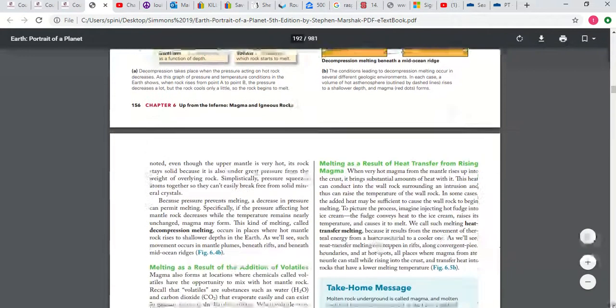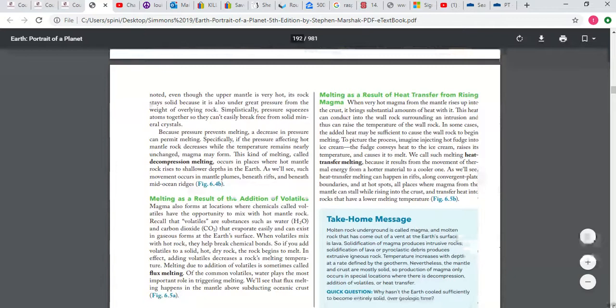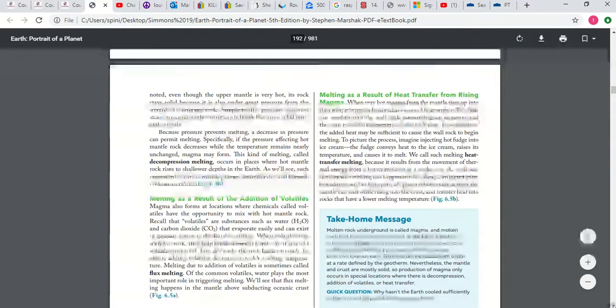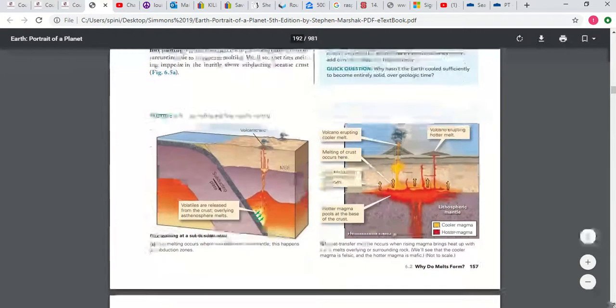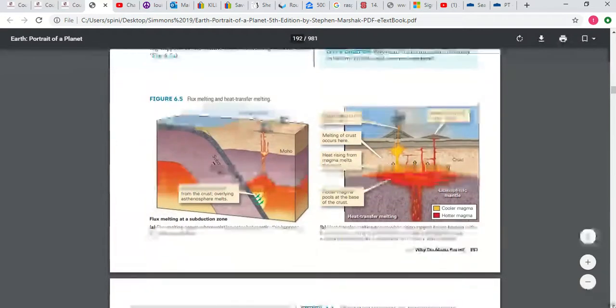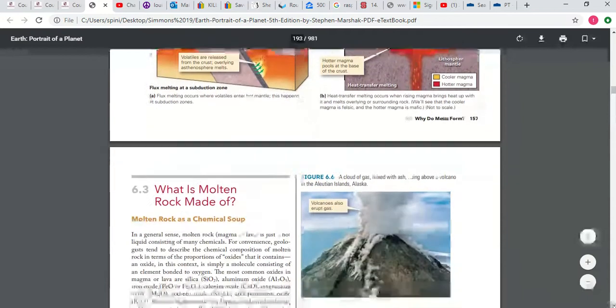Right? Here it talks about the heat transfer melting that can happen when you have a hot dome of magma rising and begins to melt rock around it. That's what we call heat transfer melting. So anyway, those are good to know. It's not going to be super important on the test. Always look at these pictures so you understand kind of how this whole process works.